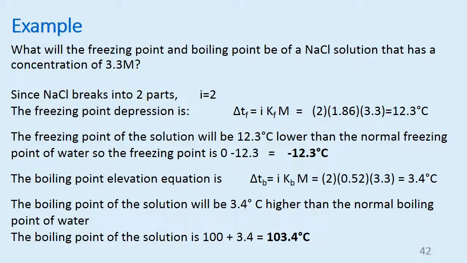So what we've done in effect is we've taken a liquid and we've made the temperature range that it stays a liquid larger than the original water. So water would be a liquid from 0 to 100, and now this solution will be liquid from negative 12.3 up to 103.4.